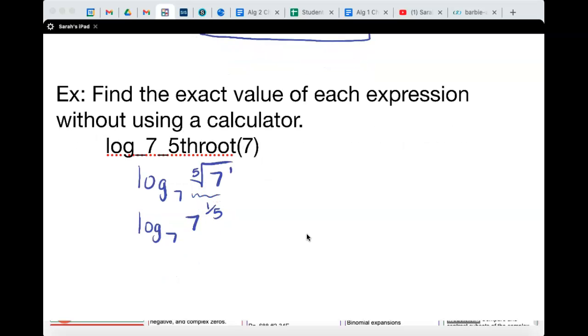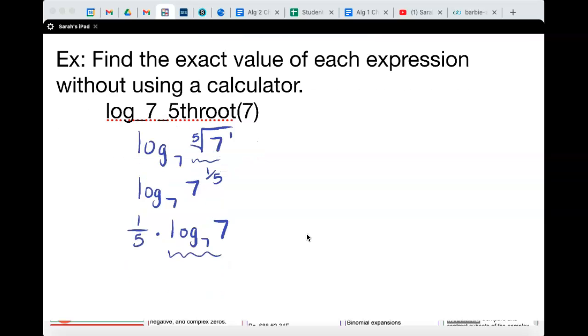Okay. So then, since I have an exponent, I can now move the exponent in front of the logarithm using our power property. So I have 1/5 times log base 7 of 7. The main reason why I want to do this is because we had a property the last couple days that simplifies log base 7 of 7. Anybody know what log base 7 of 7 is without using a calculator?